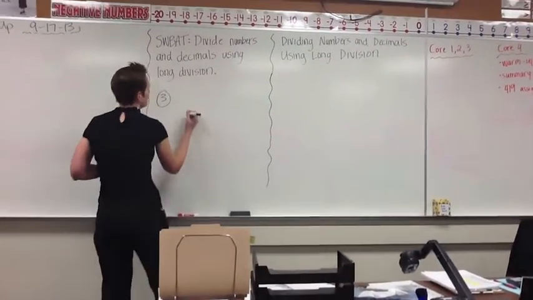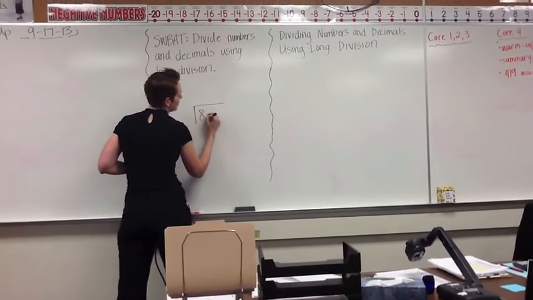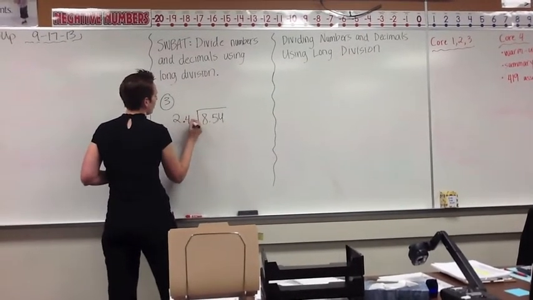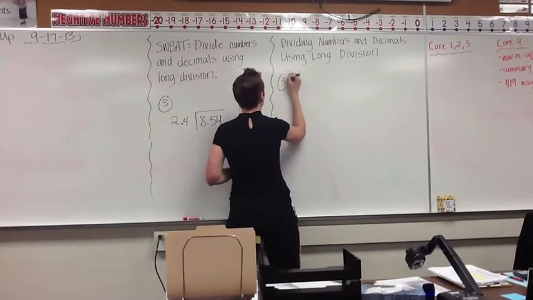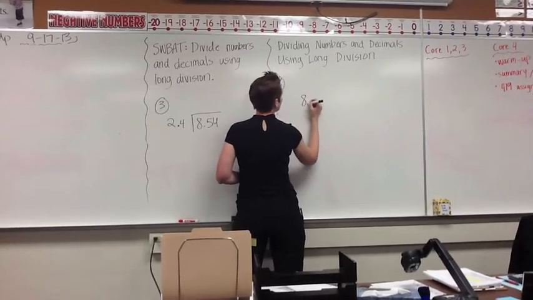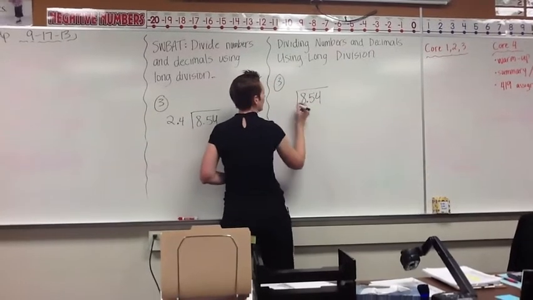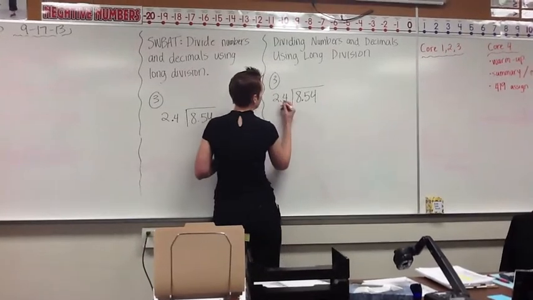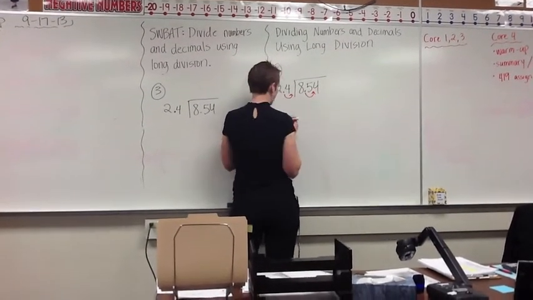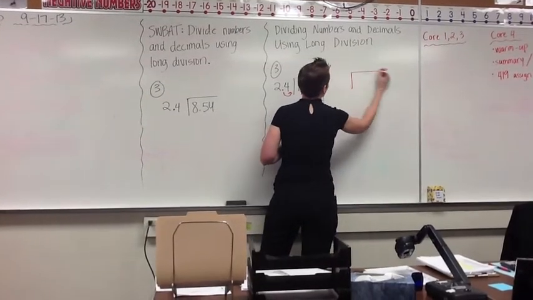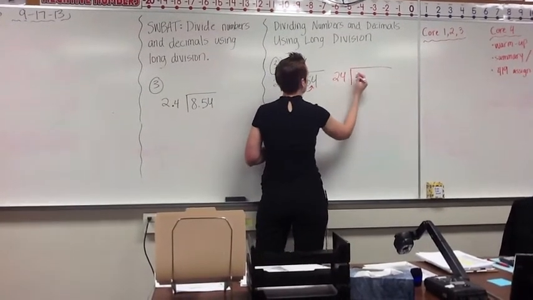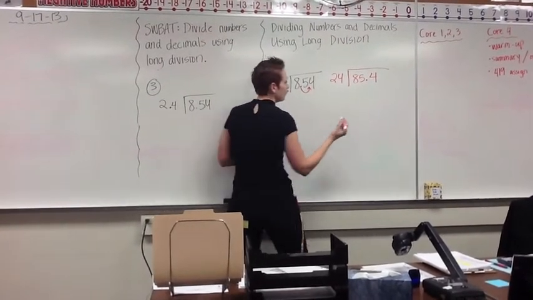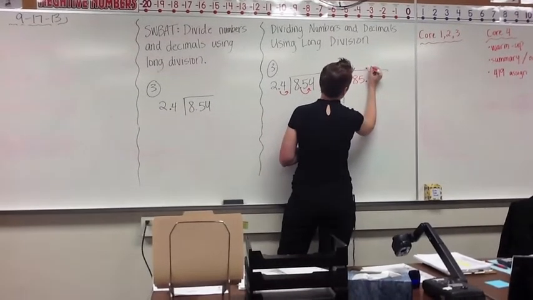So, for example 3, we're going to do 8.54, and we're going to divide that by 2.4. We're dividing 8.54 by 2.4. So we're going to take our decimal over 1 and over 1. That's going to give us a new problem of 85.4 divided by 24. And the first thing, we can put our decimal just straight up.